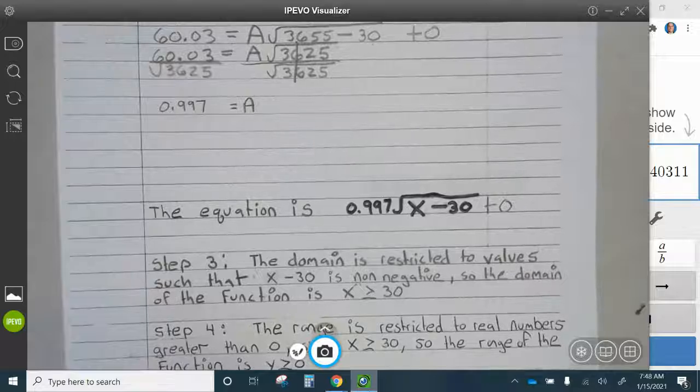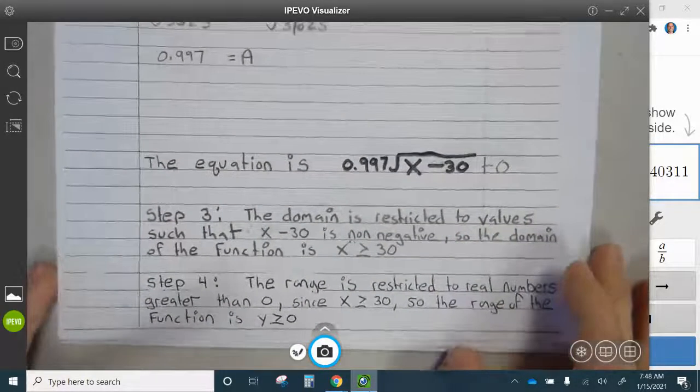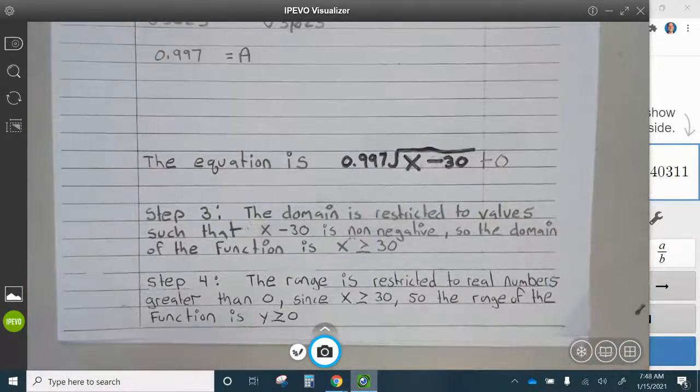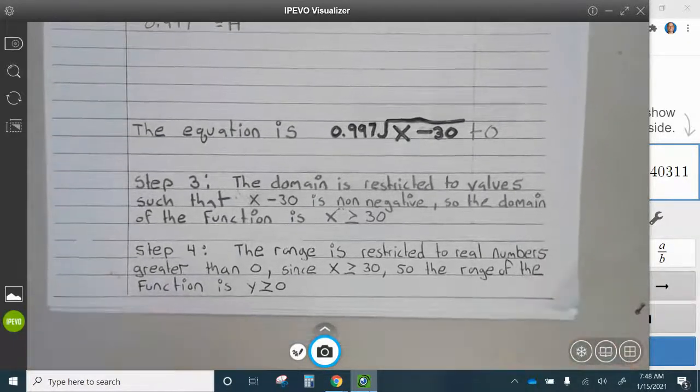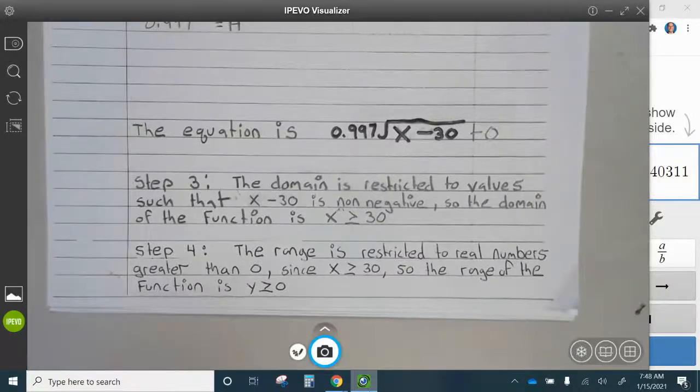Okay. All right. Step 3. The domain is restricted to values such that x minus 30 is non-negative, so the domain of the function is x greater than or equal to 30. Step 4. The range is restricted to real numbers greater than 0, since the square root is greater than or equal to 0, so the range of the function is y greater than or equal to 0.